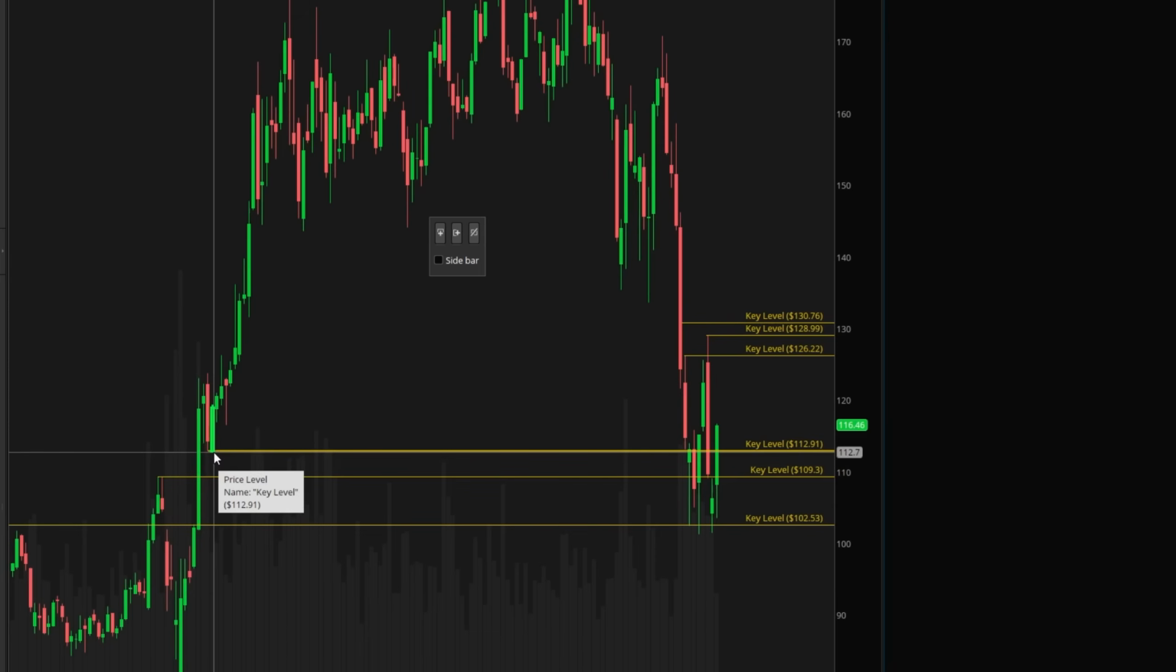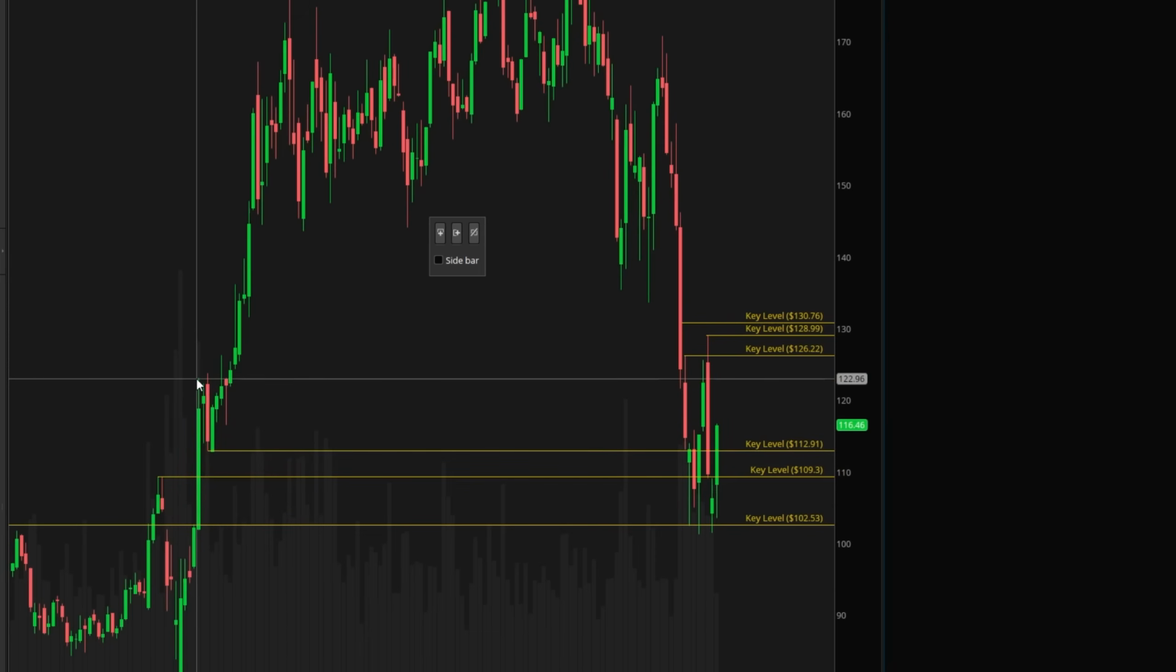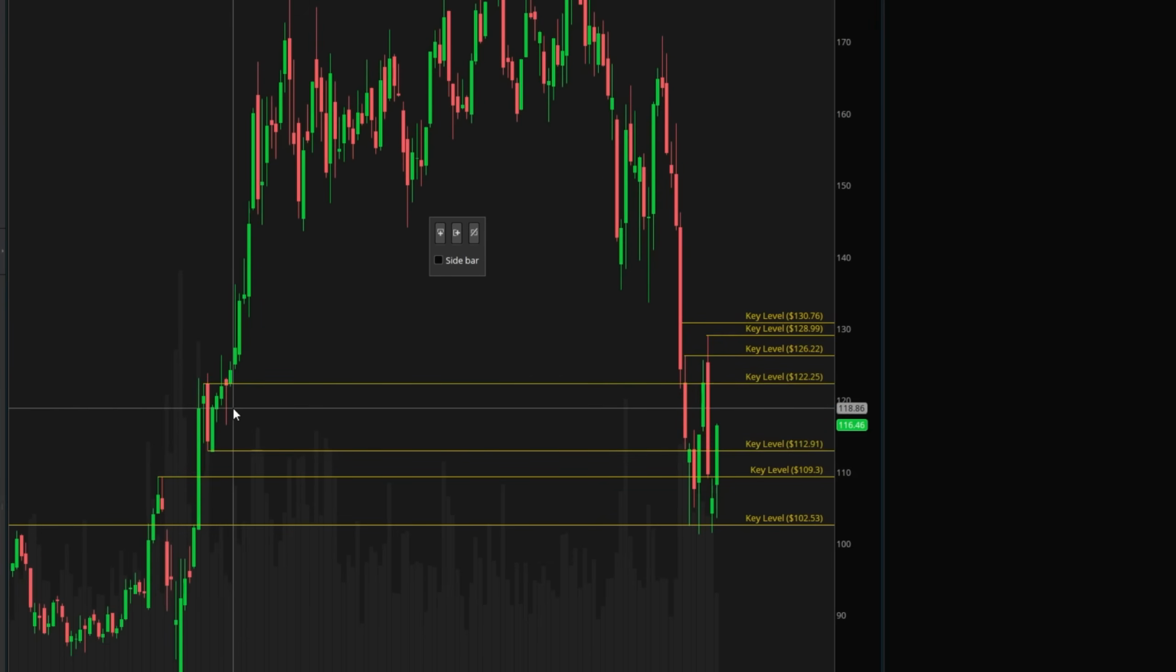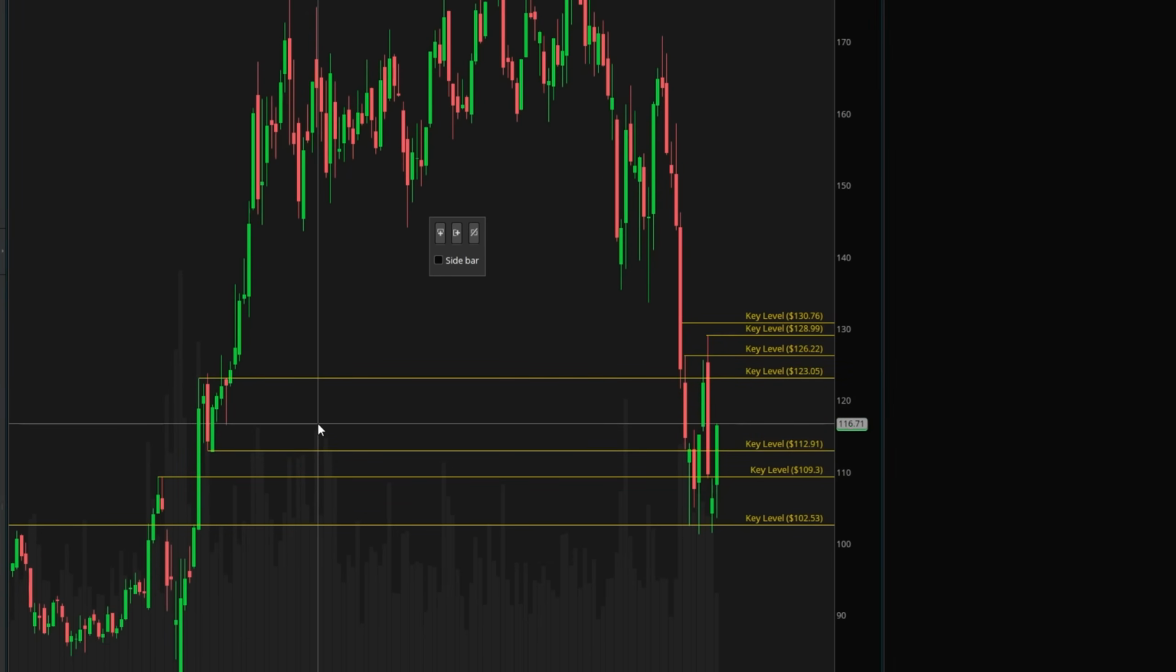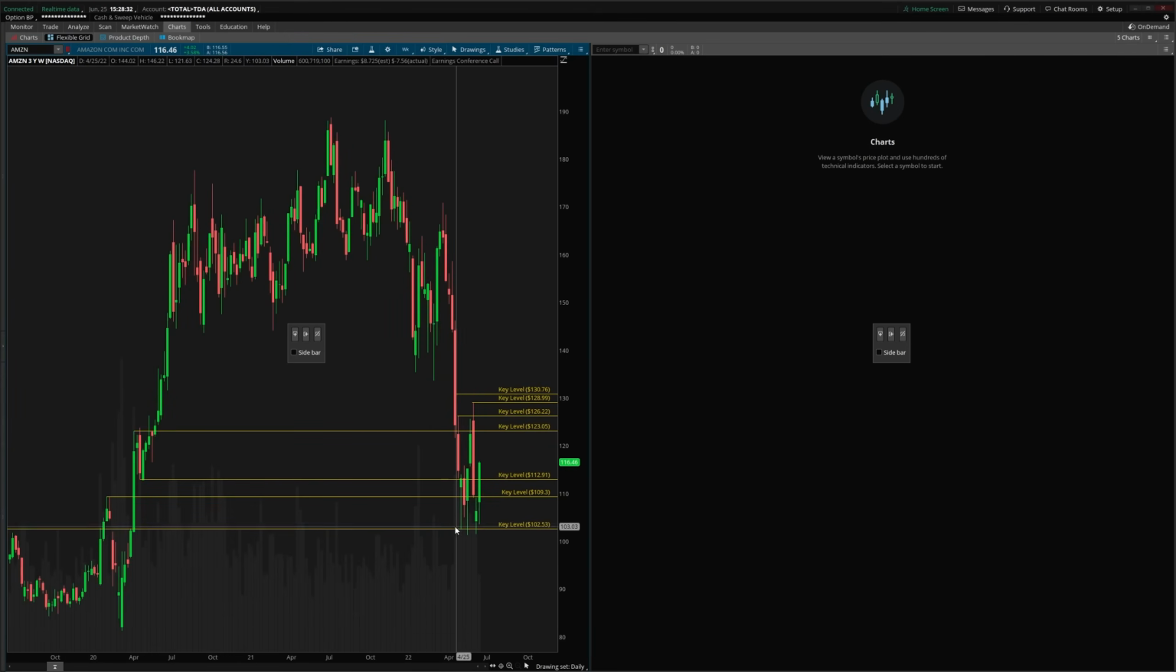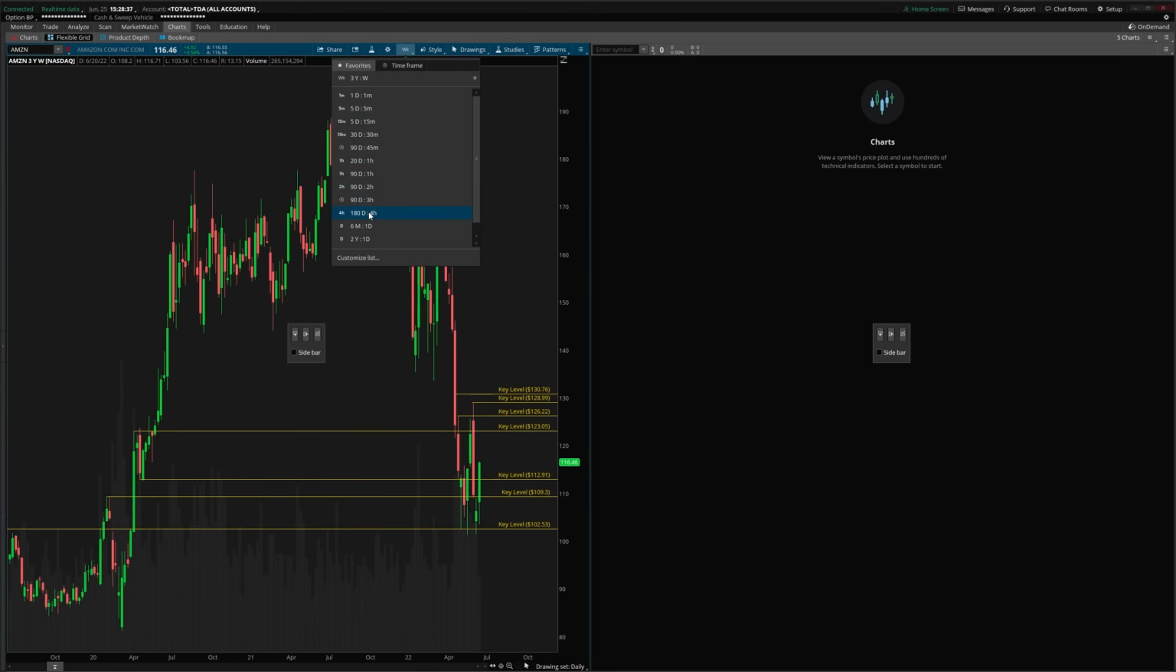You also have these swing lows right here at 112. You could also add another level right here at about 122, or like, yeah, 123. So you have these 4 main key levels here on the weekly time frame. Now let's zoom into the 4-hour time frame.